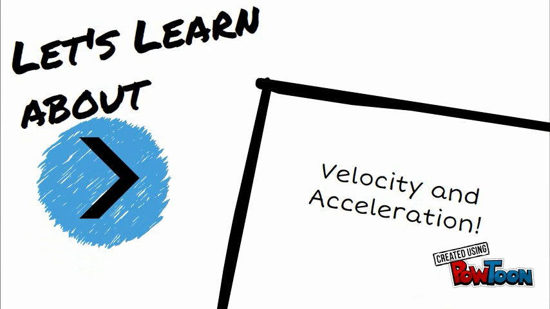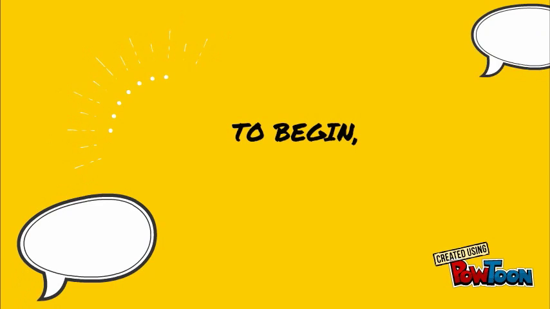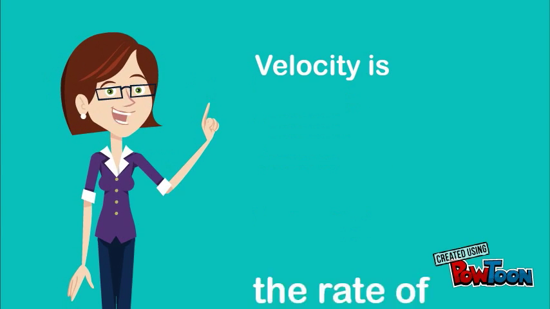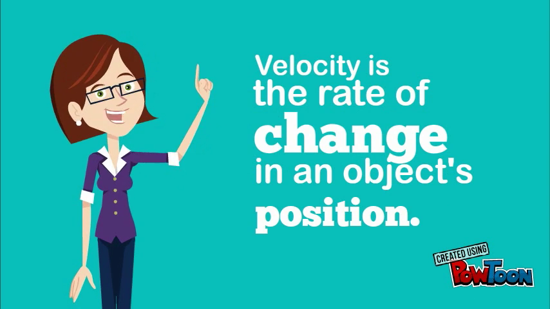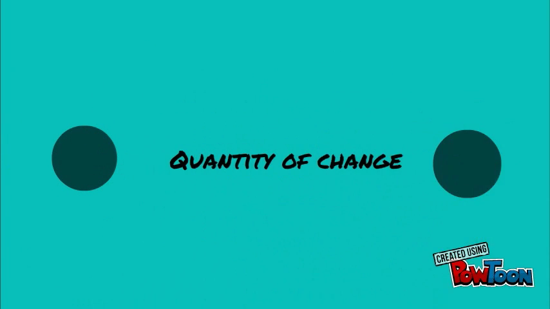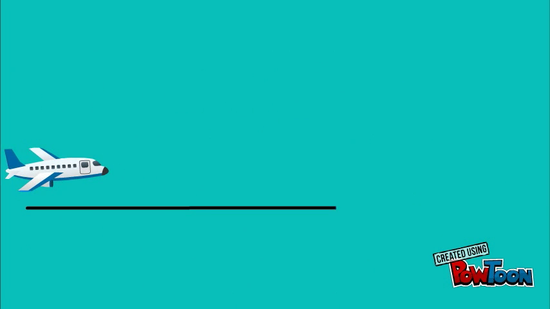Let's learn about velocity and acceleration. To begin with, what is velocity? Velocity is the rate of change in an object's position, such as how this ball changes position. The quantity of change is the velocity.